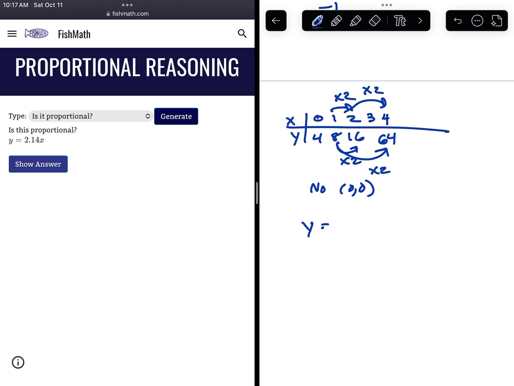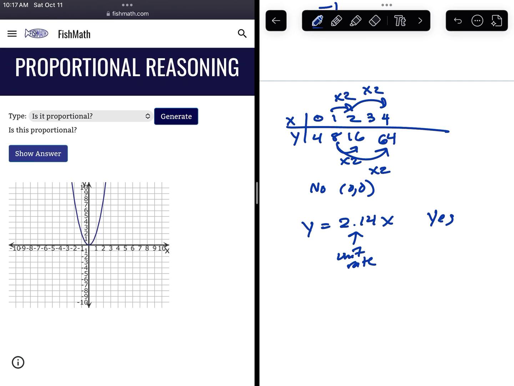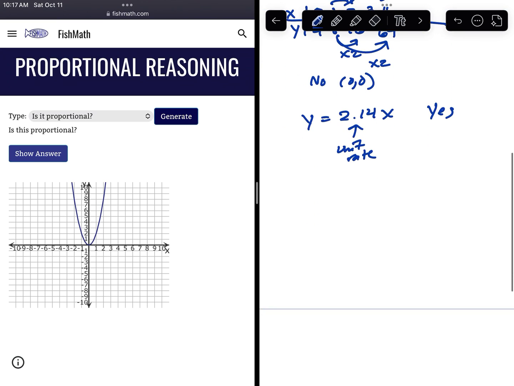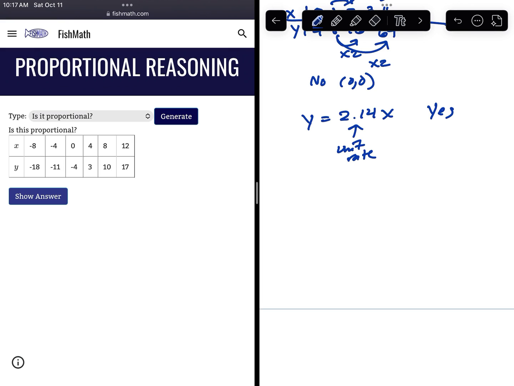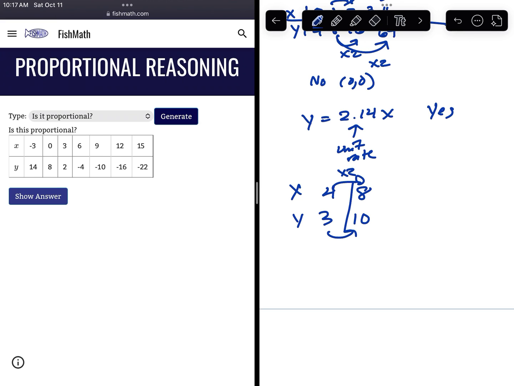This equation, y = 2.14x, that is proportional. And our unit rate, or constant of proportionality, is the 2.14. This one we can see is not a line, so not proportional. This one, let's say, goes through (0, -4). Again, we can look at our table, from 4 to 8 here, from 3 to 10 for x and y coordinates. This is doubling. This is not doubling, so you can tell it doesn't work.